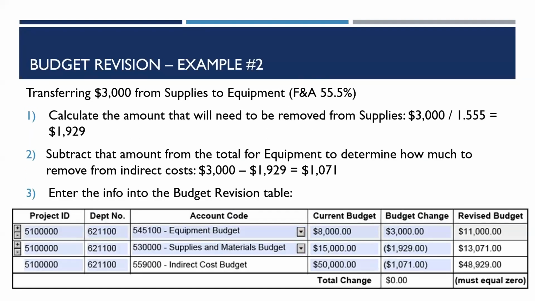I'm going to go to the second example and then let me see if we can answer that. So this is probably not directly answering your question, but this is when the reverse is happening. When you're taking $3,000 out of the account code that has F&A and then you're moving it into one that does not. So in this situation, you're going to take $3,000 out of supplies and then you're also going to divide by 1.555, the F&A. You're going to come up with $1,929, and then you're actually going to be subtracting that.